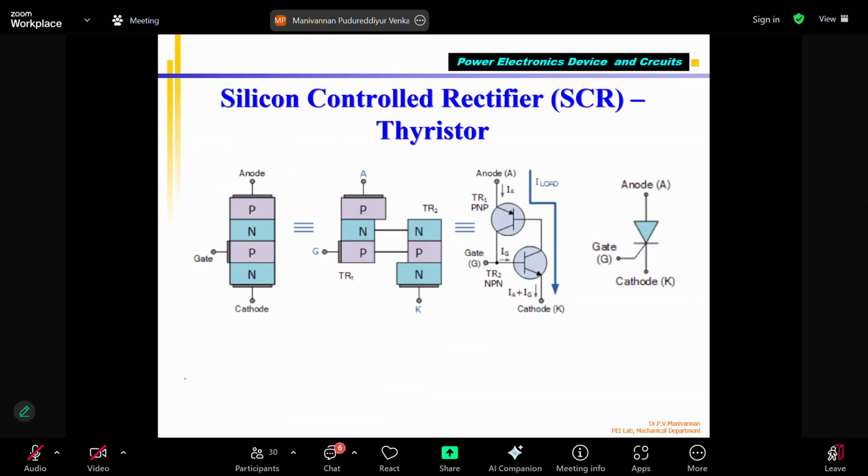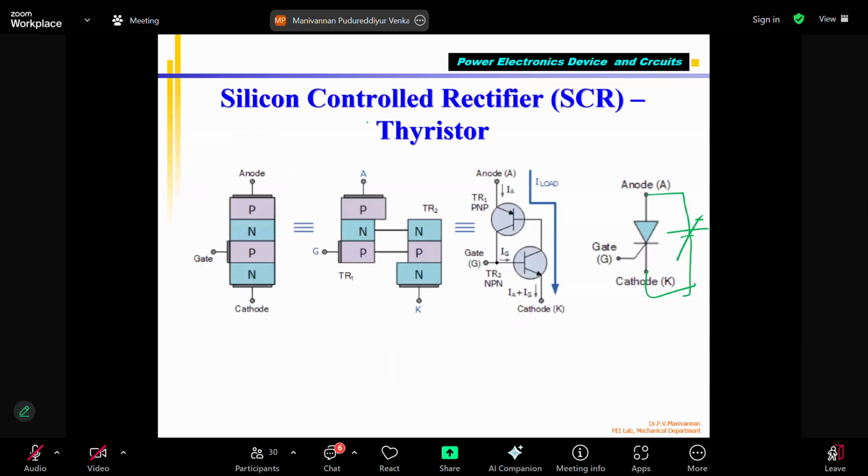So stopping the SCR is possible only by making the anode to cathode voltage equal to 0. That means you have to really stop it once it is conducting. Before conducting, it will wait till you give the gate pulse.